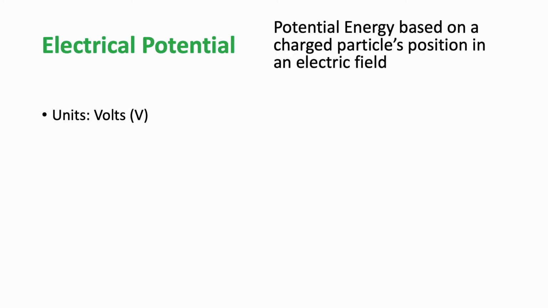Now, volts are what we call a derived unit, which means it's made up by doing operations on a couple of other units. Essentially, a joule per coulomb. You probably recognize the unit of joule, which is an energy unit. Well, coulomb is a unit of charge. This is how much energy you have per unit of charge.